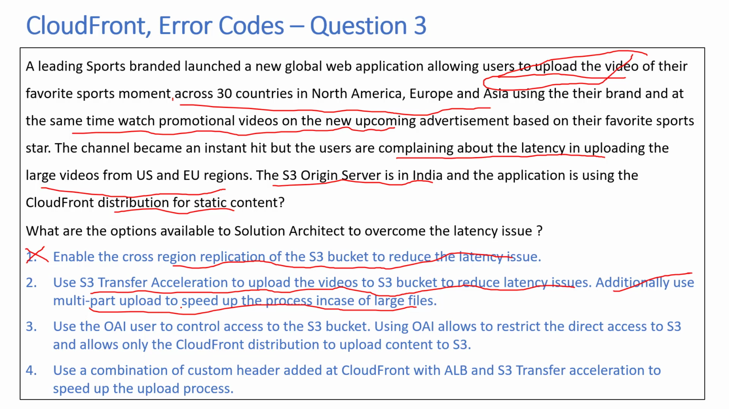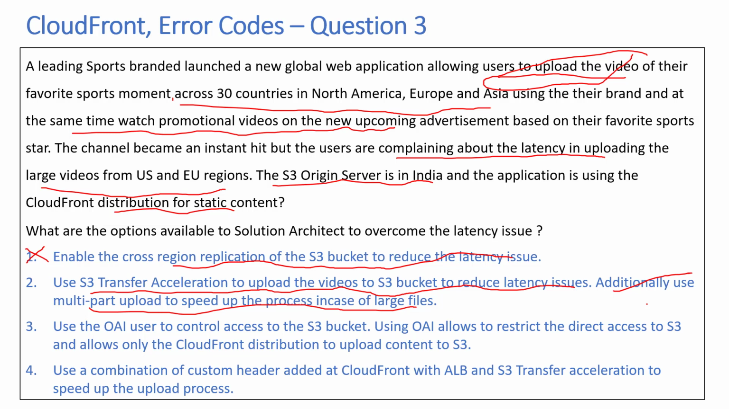S3 Transfer Acceleration is mainly used when you want to speed up your upload process. What S3 Transfer Acceleration will do is hit the endpoint of the nearest point of presence of the CloudFront distribution, and once it hits that, it will use the AWS dedicated network to upload that file to the S3 bucket wherever it is located. So it doesn't use the public internet, so it can drastically speed up the upload process.